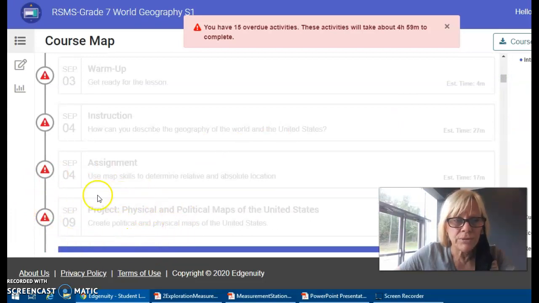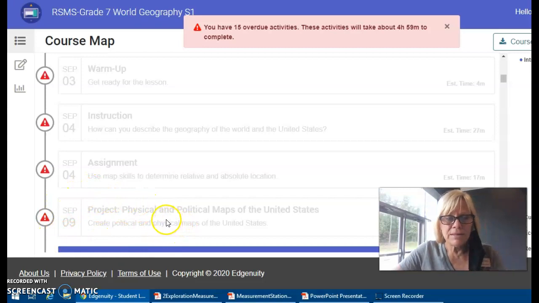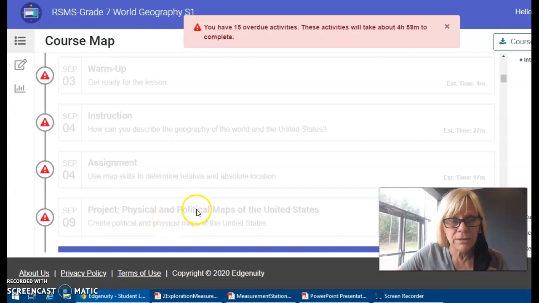Originally, if you had started your class on September 1st, it would have been scheduled for September 9th. That doesn't mean that if you don't have it done by the 9th, it's going to be considered late. It's not. Like I said, this is just an agenda to keep you on pace.